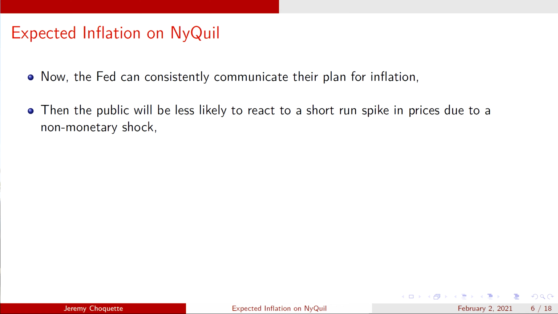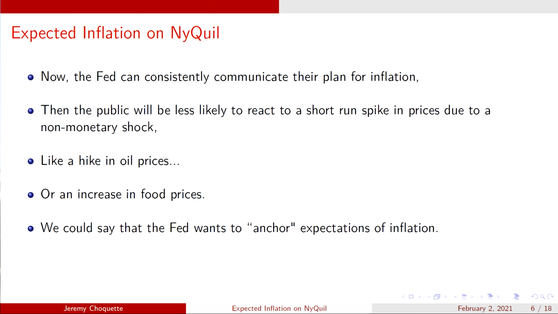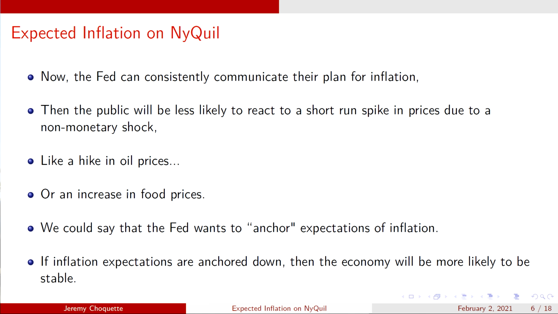If the Fed can do this, the public will be less likely to react to a short-run spike in prices due to a non-monetary shock, like a hike in oil prices or an increase in food prices. Now, we can say that what the Fed's trying to do is anchor inflationary expectations. If inflation expectations are anchored down, then the economy is likely to be more stable.